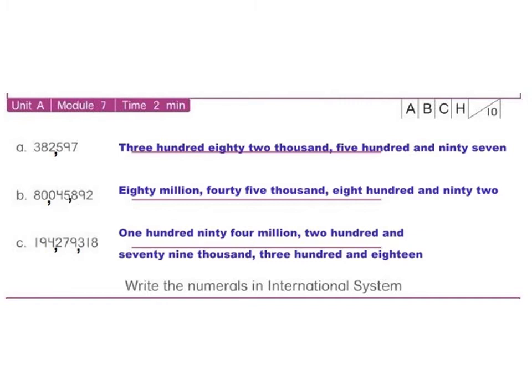In the third question also there will be two commas and three periods, so the number will be 199,279,318. I hope you understood this, and let us move on to the next question.